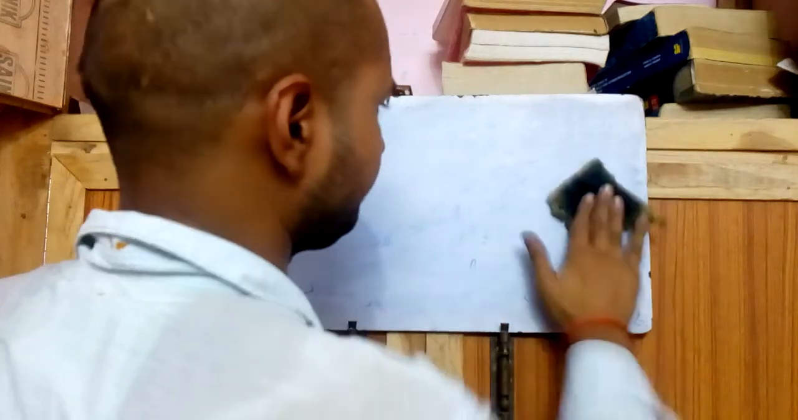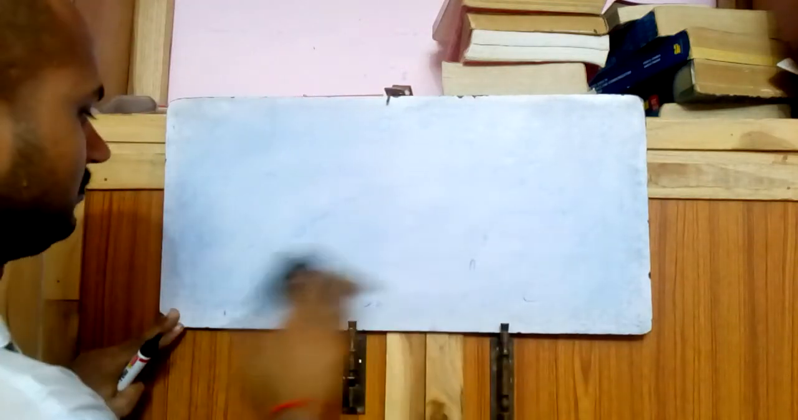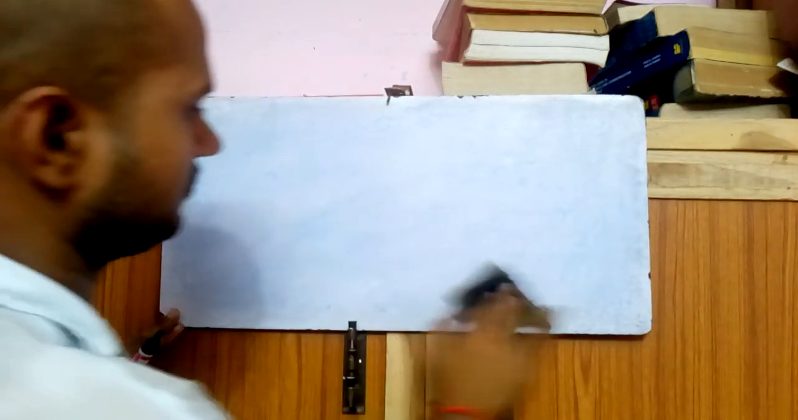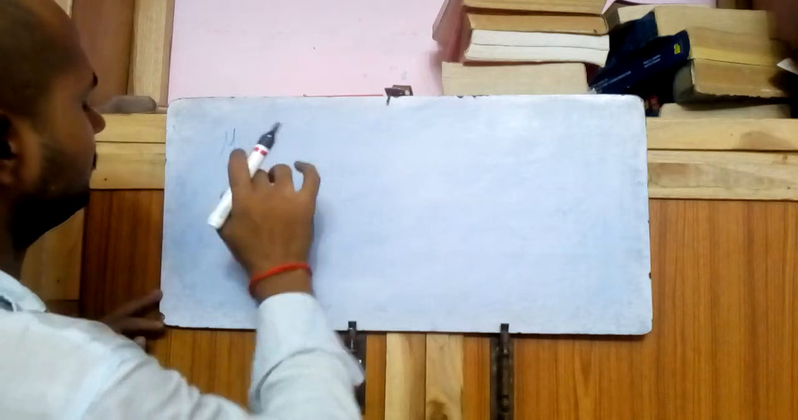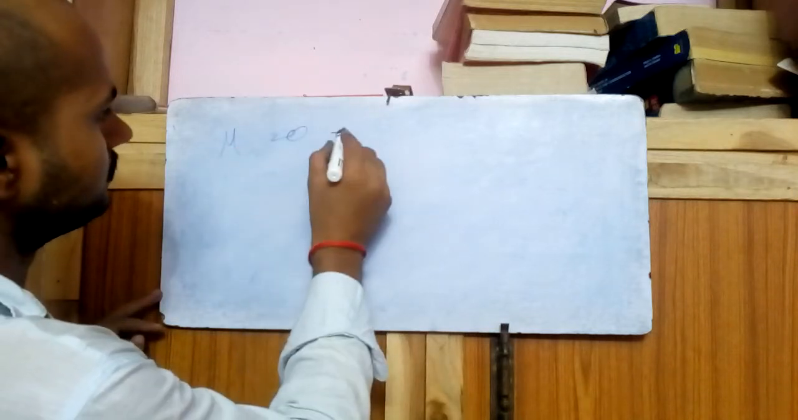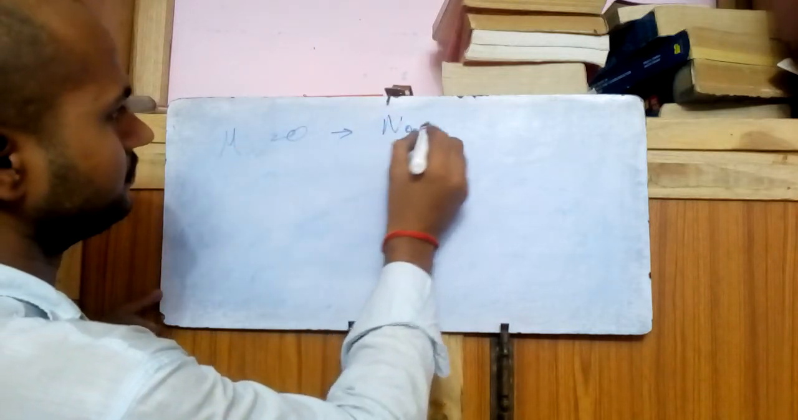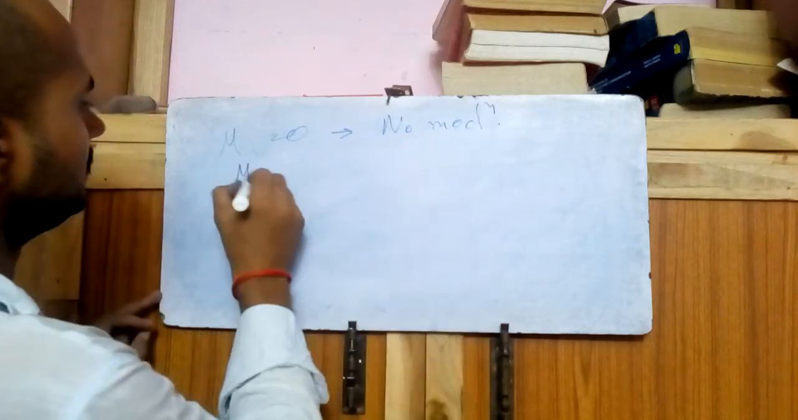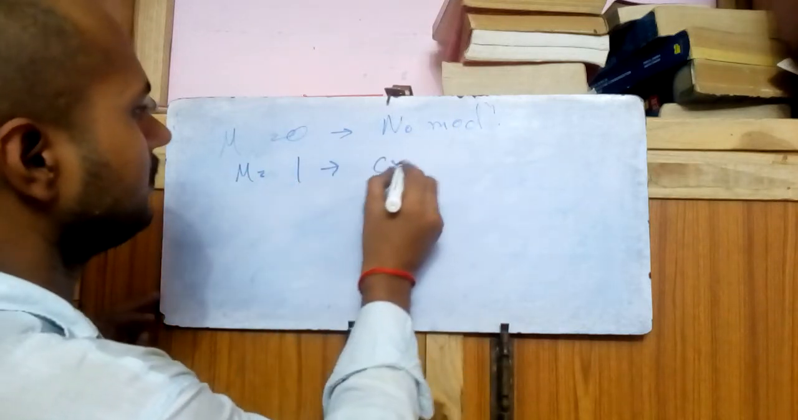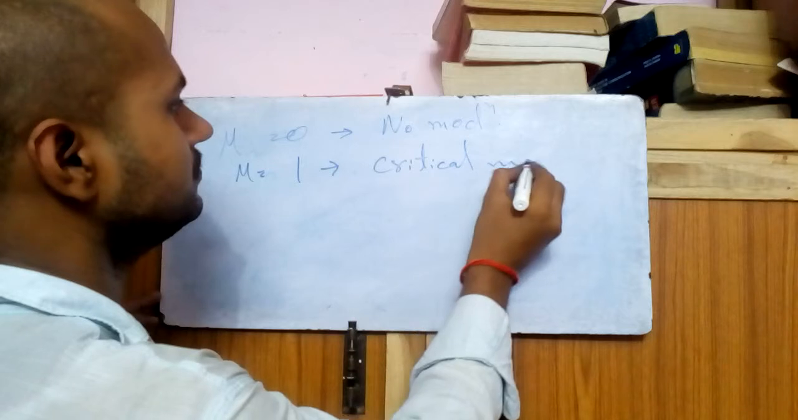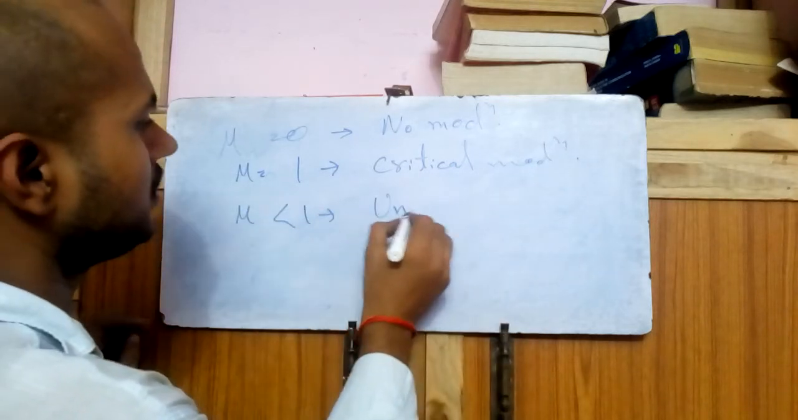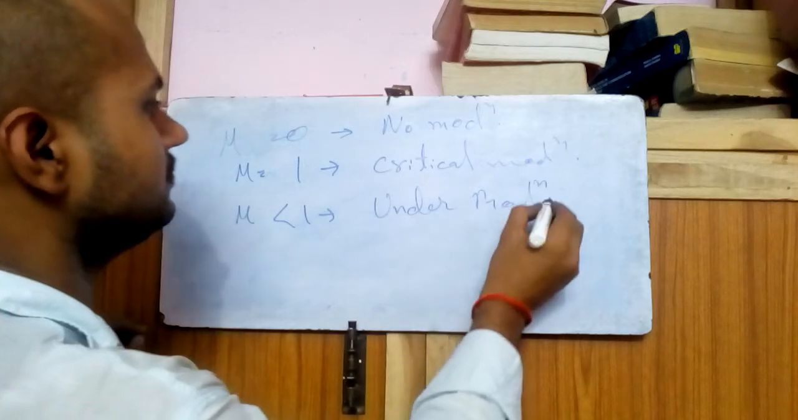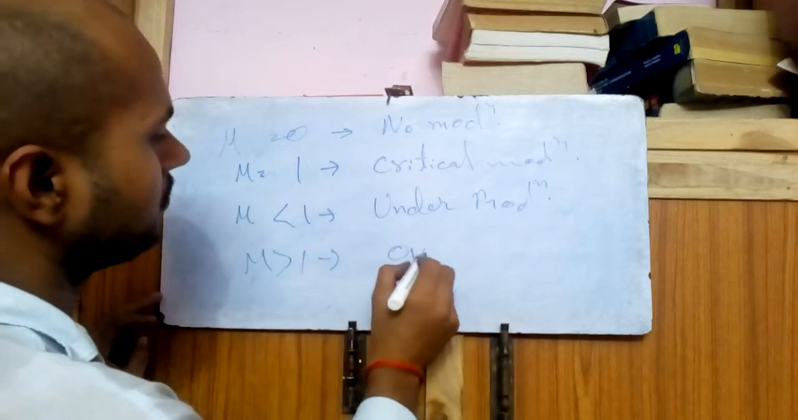Next is mu, the modulation index. Mu equal to 0 means no modulation. Mu equal to 1 is critical modulation. Mu less than 1 is under modulation. And mu greater than 1 is over modulation, right?